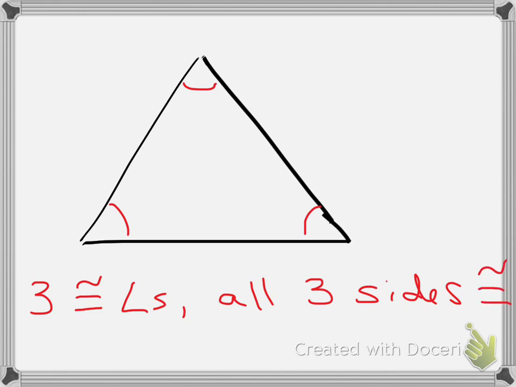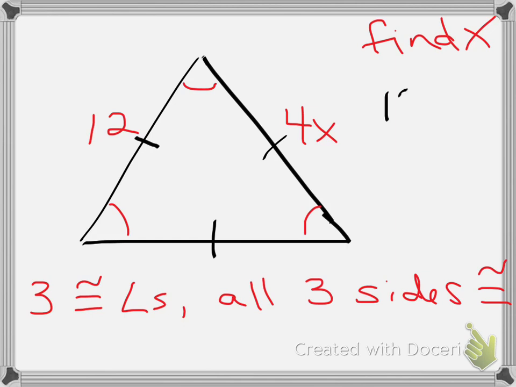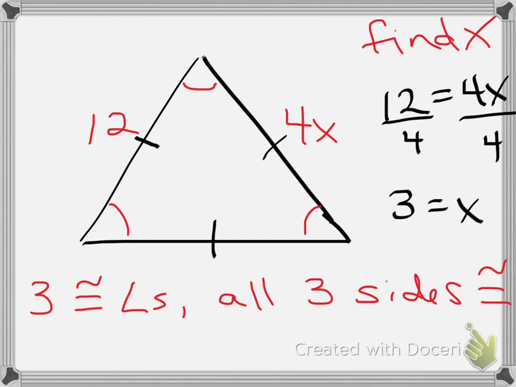So if I tell you this side is 12 and this side is 4x, and I want you to find x, you say, well, if all the angles are equal, that means all my sides are equal. So that 12 side and that 4x side are the same. So 12 equals 4x. This side over here is really 12 long. So you divide both sides by 4 and you get that x is 3. So I like these. I think it's kind of fun the way they work out. I think that's pretty good on equilateral.